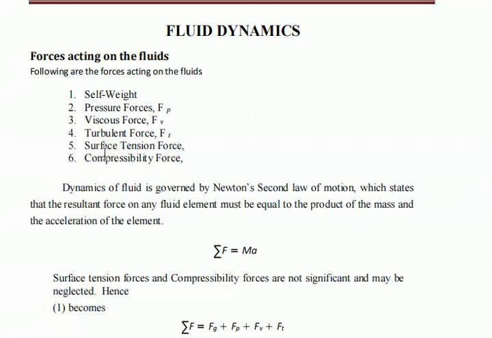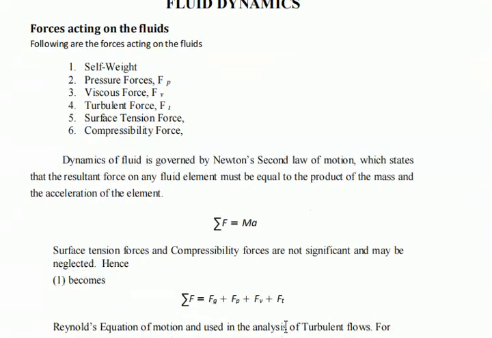In that, if the surface tension force and the compressibility force are neglected, because they are not significant, we are left with these four forces which give the resultant force, that is Fg plus Fp plus Fv plus Ft. Here Fg is the self weight, Fp is the pressure force, Fv is the viscous force, and Ft is the turbulent force.